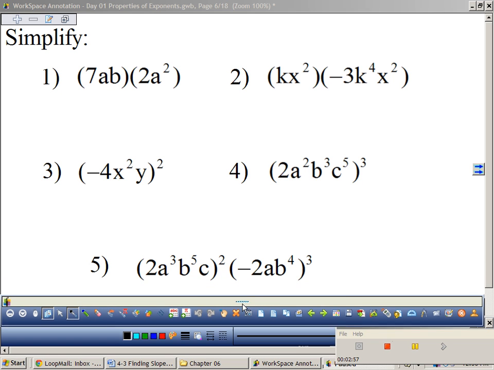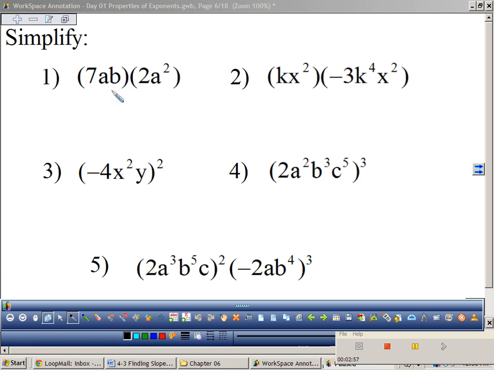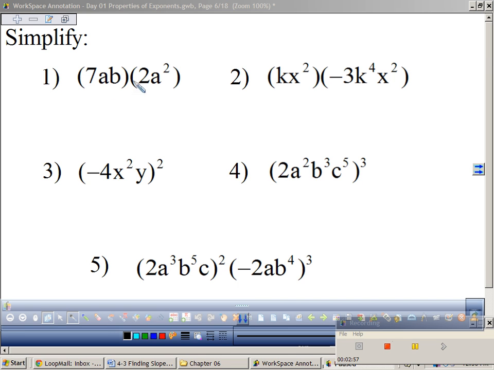Okay, so let's work on some of these together. All right, so I have 7ab times 2a squared. All of this is multiplication. So what property tells me that I can go ahead and move this stuff around? Commutative. Perfect. So I'm going to put my constants together. So I have 7 times 2, a to the 1st power, a to the 2nd power, being multiplied, b to the 1st power, and that's it.